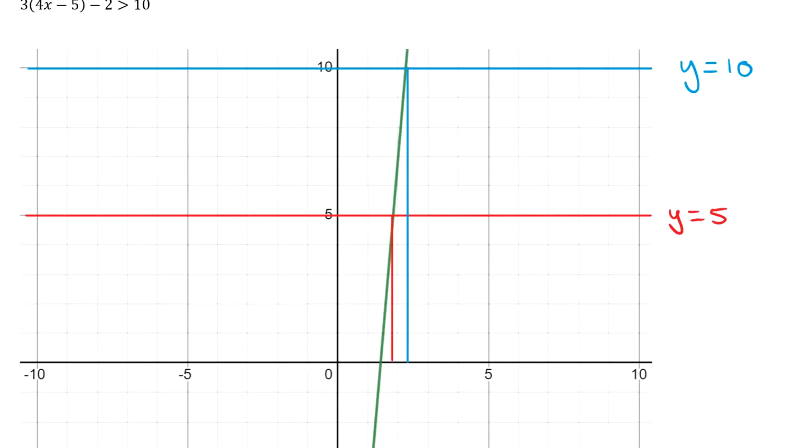For our red line, for when it's equal to 5, we know x equals approximately 1.8, going off my eyes there. And for our blue, we know x equals 2.3. Notice that the blue equation was an inequality, so we know we need to find it where it's greater than 10. So it would be when x is greater than 2.3, as we want it above our original y equals 10 line.